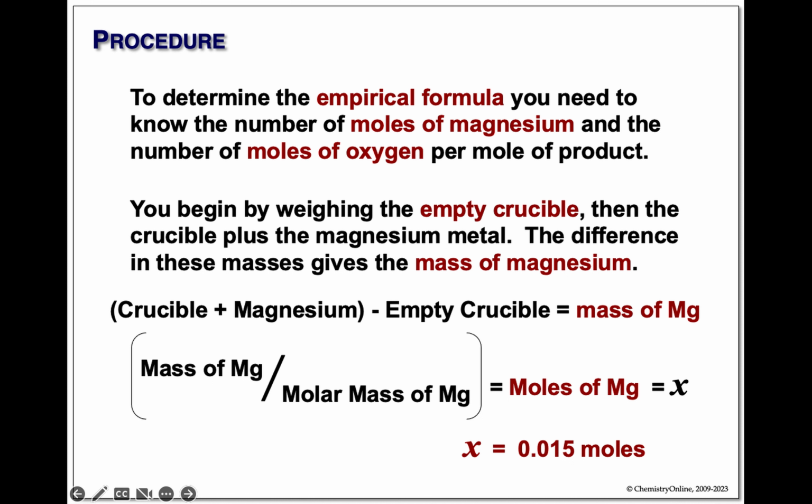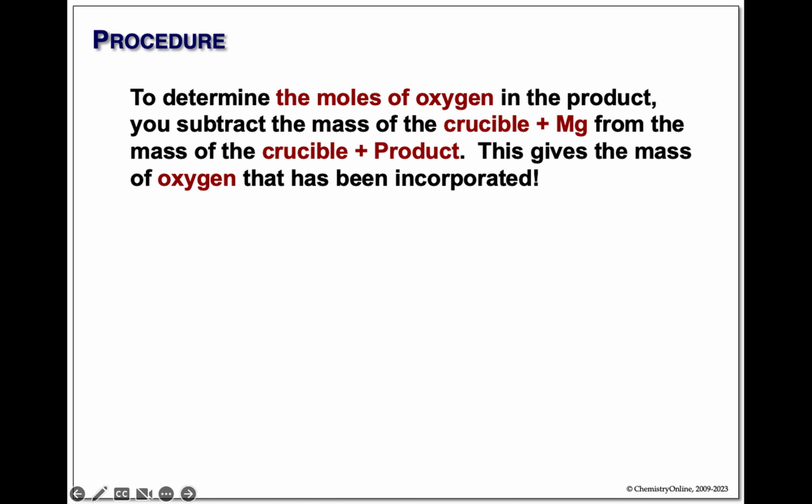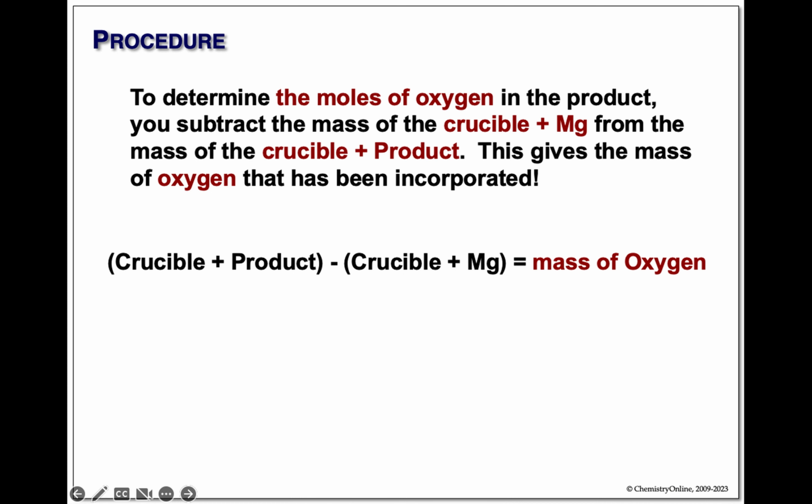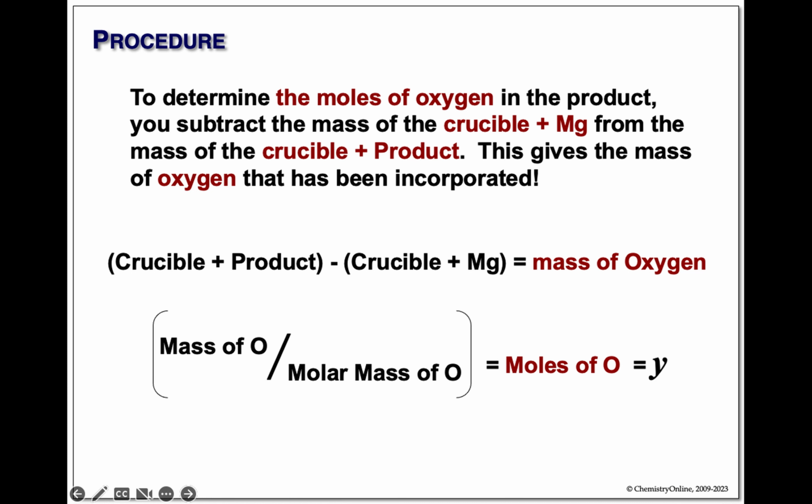All right, now we have this crucible with the gunk in it. We are going to weigh the crucible plus the gunk, that's the product. Subtract that from crucible plus magnesium to get the mass of the oxygen that we've added. Once we know the mass, again, mass over molar mass gives us moles of oxygen. Call that Y. And again, I made up a number.